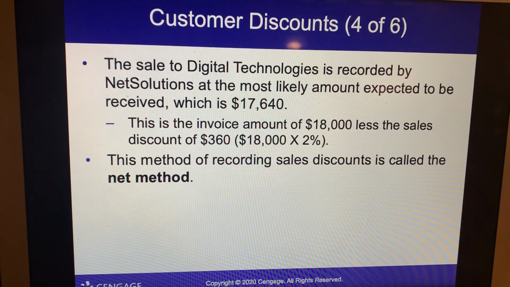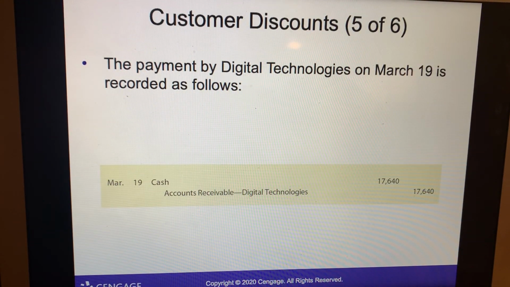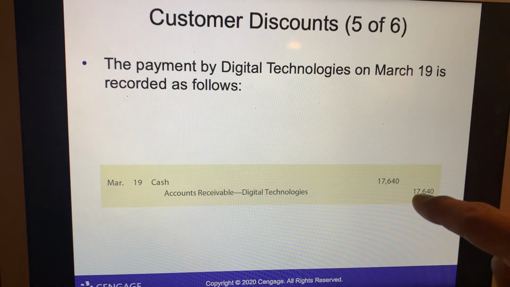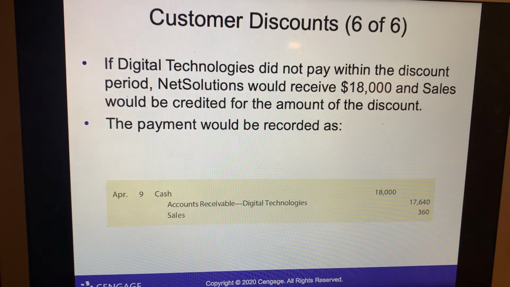The sale to Digital Technology is recorded by Net Solutions at the most likely amount expected to be received, which is $17,640. This is the invoice amount of $18,000 less the sales discount of $360. This method of recording sales discount is called the net method. So the payment of Digital Technologies on March 19th is recorded as follows. Cash, we're receiving cash of $17,640, and our accounts receivable account for our customer is going down by $17,640. So they paid their account within 10 days.